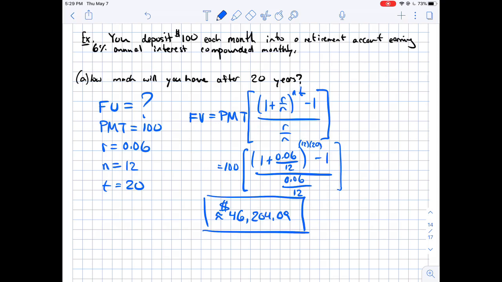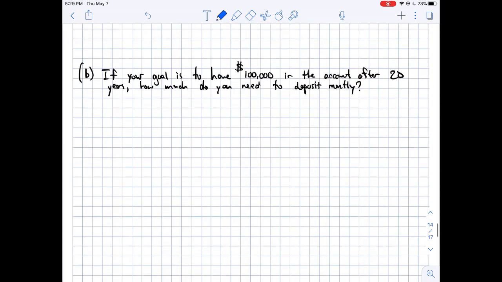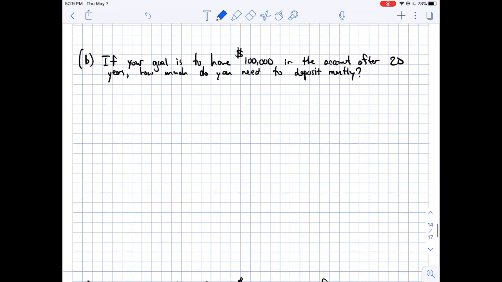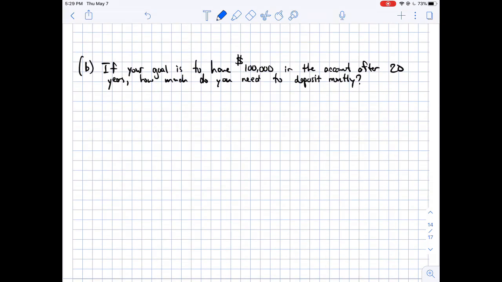So now we're going to switch it up a little bit. We're going to extend this question a little bit, and we're now asking ourselves this question. We know that we would have $46,000 if we put $100 in every month. But what if instead our goal was to have $100,000 after 20 years? If you wanted to have $100,000 after 20 years, how much should you be depositing every month? So in this case, we now know that the future value is $100,000. And here it's actually the payment amount that we're trying to find. That's the unknown.